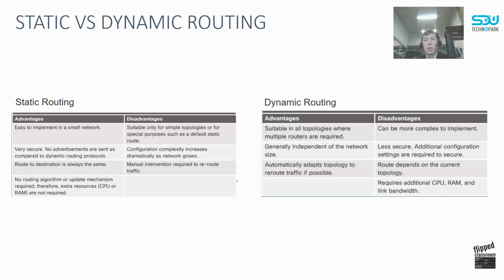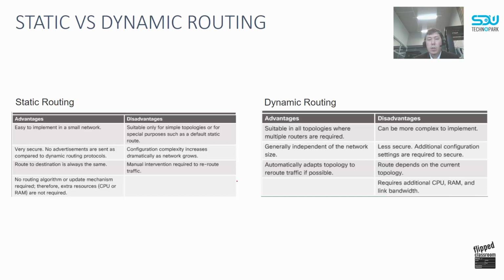Disadvantages of static routing are: suitable only for small networks, and configuration complexity grows, because in static routing you can just write one command, IP route, and it's quite enough for you. And manual intervention is required to reroute traffic. If something changed in your network, then you have to manually update your configurations according to the new topology.